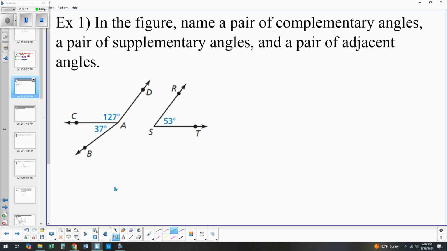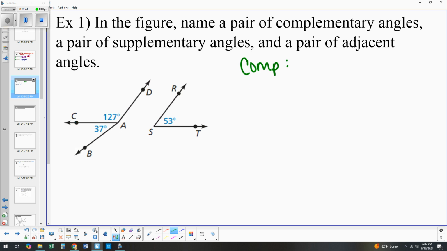Example 1. In the figure, name a pair of complementary angles, a pair of supplementary angles, and a pair of adjacent angles. So the complementary and the supplementary do not have to be adjacent. It is possible for them to be adjacent, but it is not a requirement. It's just about the values adding to specific numbers. So if I'm looking for a pair of complementary angles, I'm looking for a pair of angles that adds to 90 degrees. So 37 plus 53 is 90 degrees, so those two angles would be complementary.